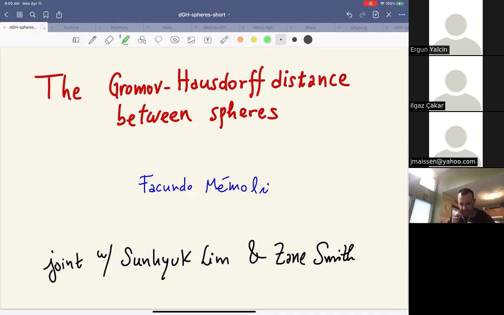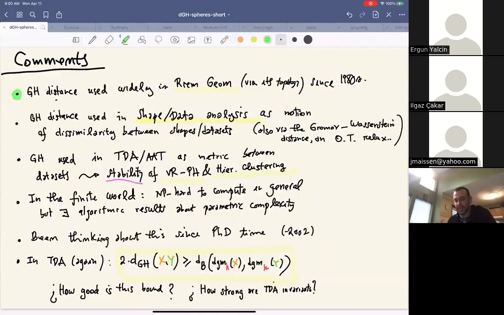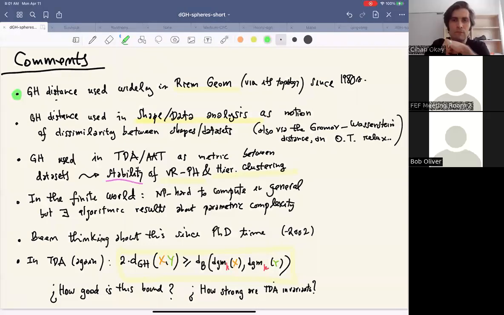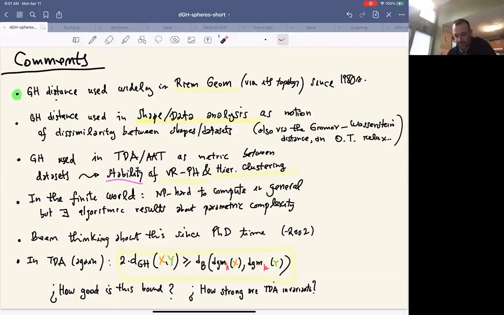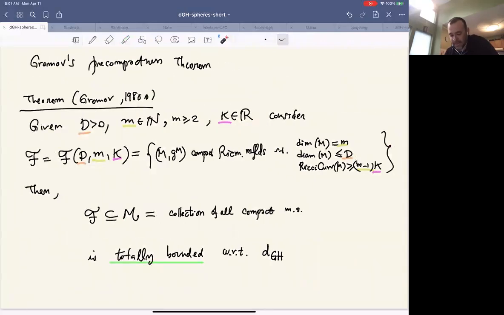I wanted to use some ideas about estimating and/or computing the precise value of the Gromov-Hausdorff distance between spheres endowed with geodesic distance. Just a quick recap of the motivation. The Gromov-Hausdorff distance is widely known and used in Riemannian geometry, mostly via its topology. I think it was introduced by Gromov in the 80s. Perhaps the main theorem that many people know is the so-called Pre-Compactness Theorem proved by Gromov.